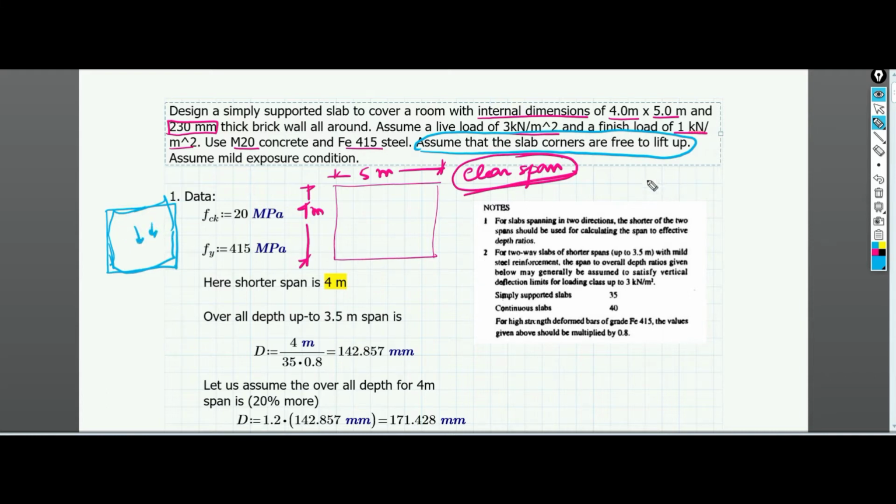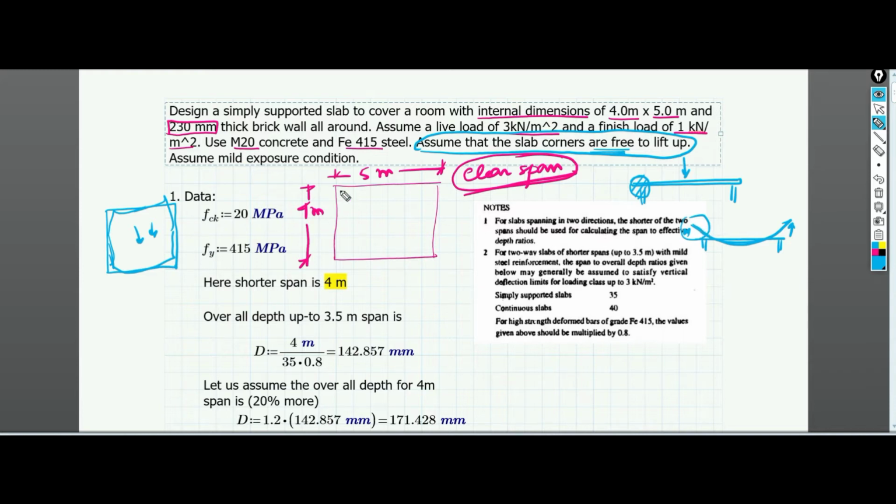So if you see the side view of it, if this is a slab, if I'm looking from the side, if I give the loading, if this is the support, then how will it look? It will look like this. That means the end will lift up. When will it happen? If this is simply supported, that is, the ends are not restrained, in that case only the slab corners are free to lift up. So if it is free to lift up, then no additional moment or torsion will develop.